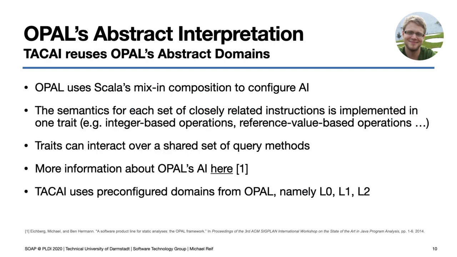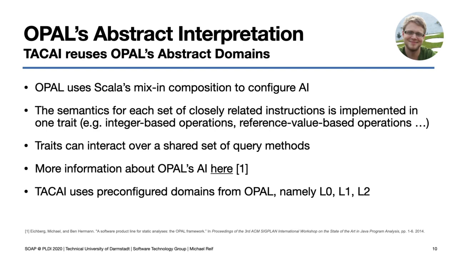OPAL's abstract interpretation is easily configured via Scala's mix-in composition. So the semantics for each set of closely related instructions in bytecode is implemented in a single trait. For example, there's a trait for integer-based operations where you can specify how certain integer instructions should be interpreted. And there are also domains for reference value-based operations and so on, for example, instance objects, casts, tests against null, and other things.